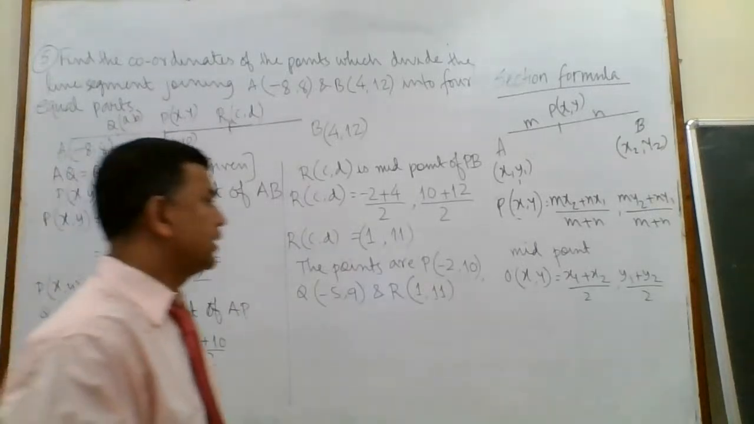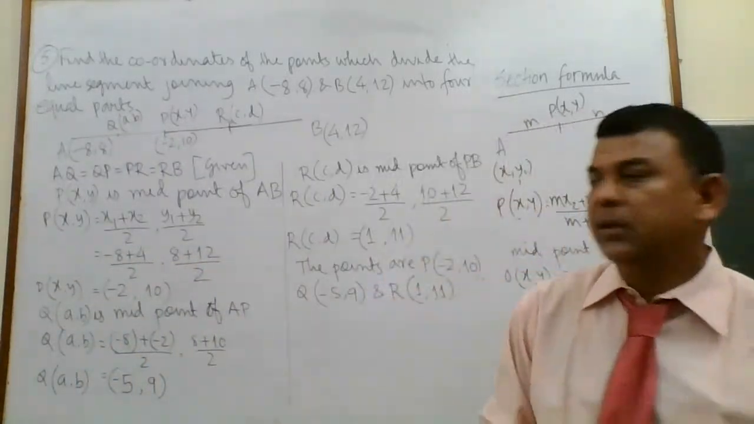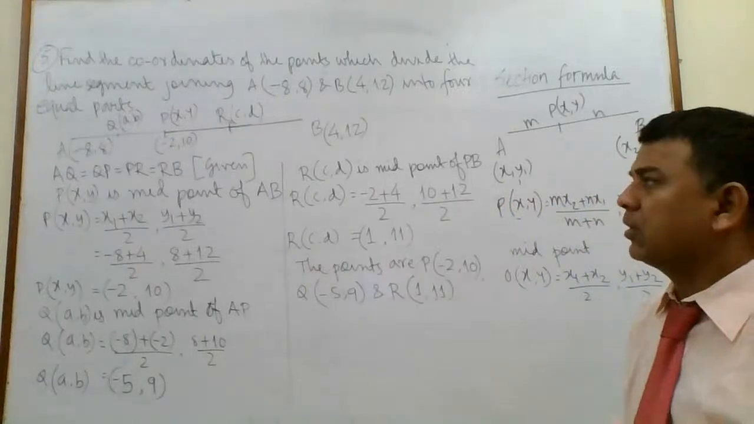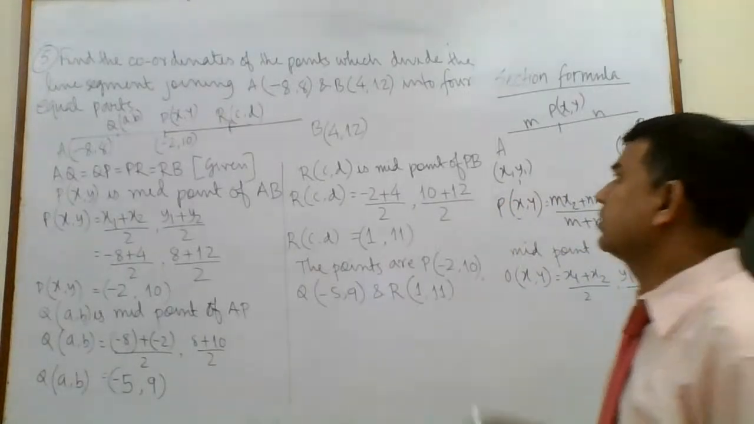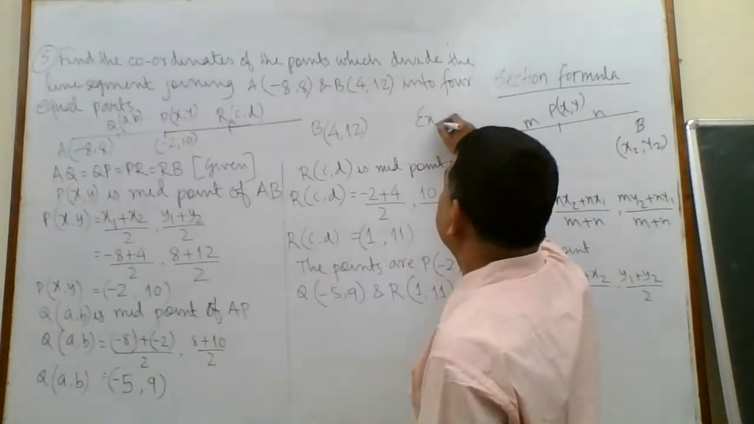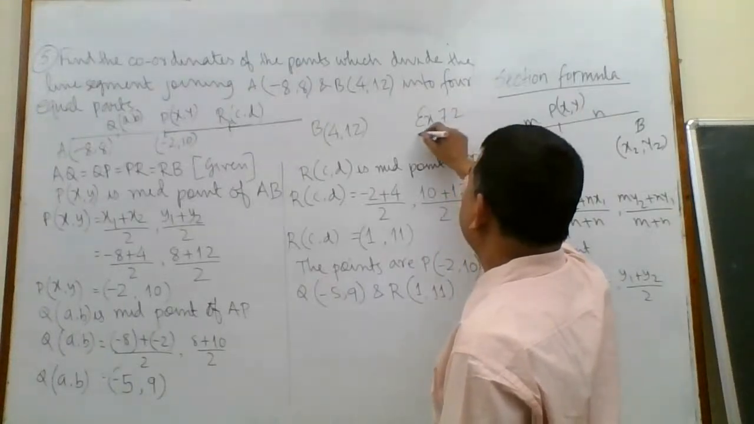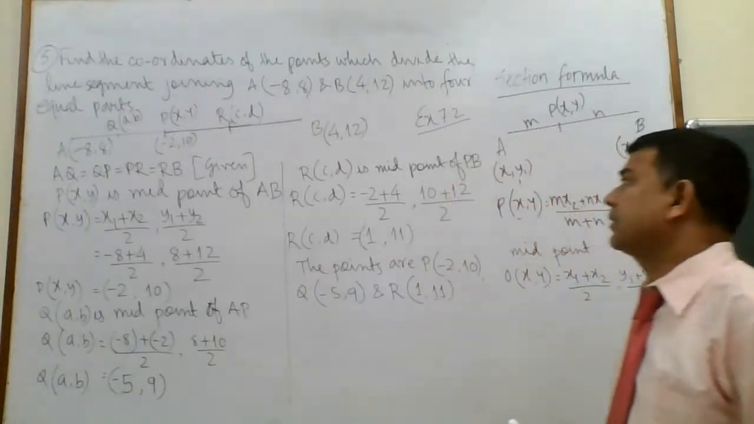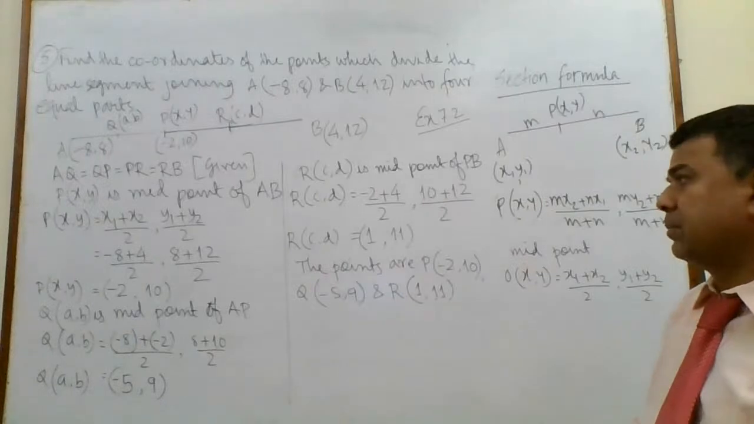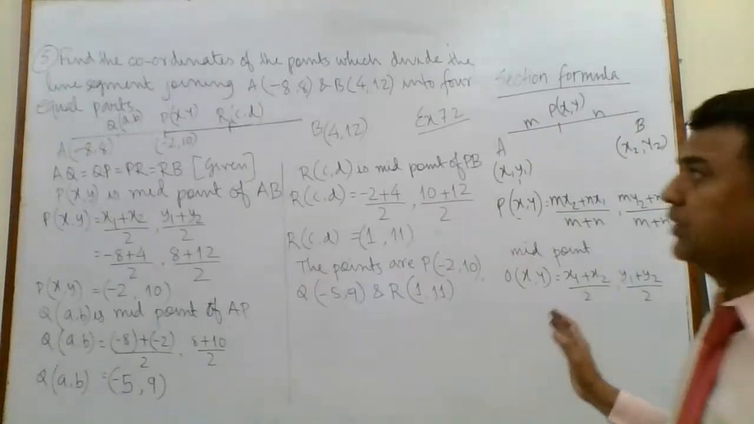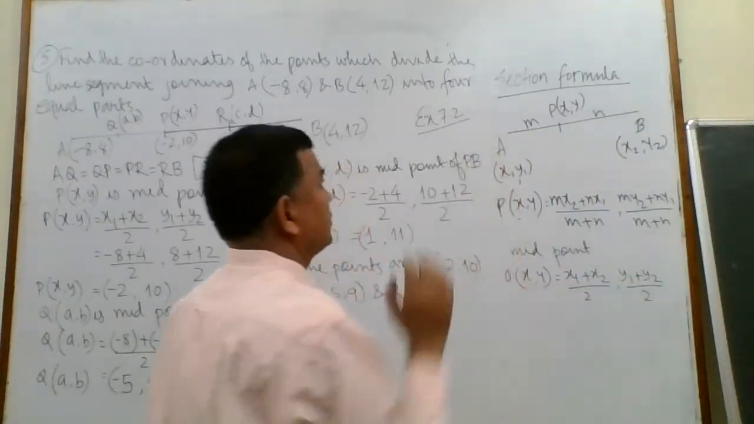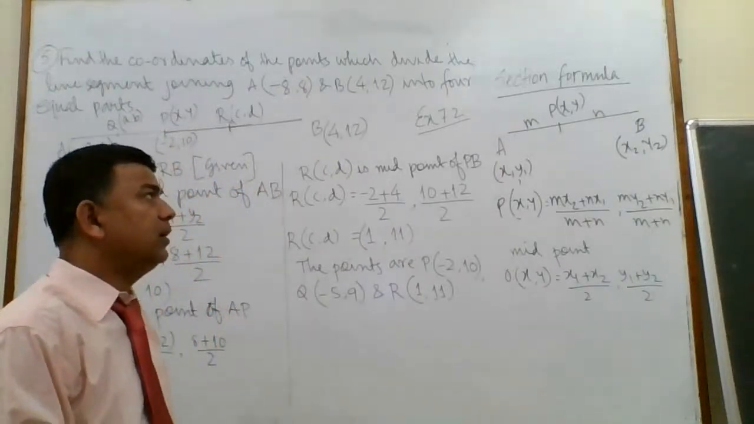So I hope after doing this, you will be able to do, if not all, at least a few questions of exercise 7.2. Almost all types of questions I have covered. Now it is your turn, do some practice. This finishes the section formula, that is, the ratio formula.